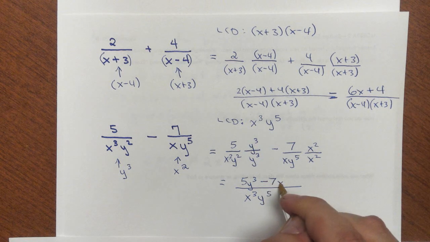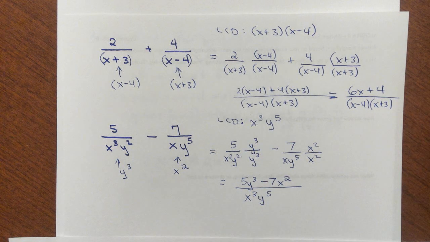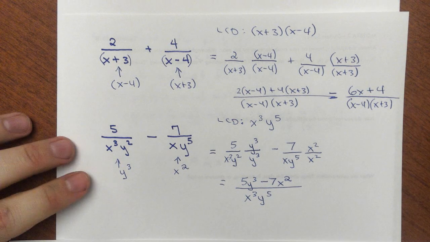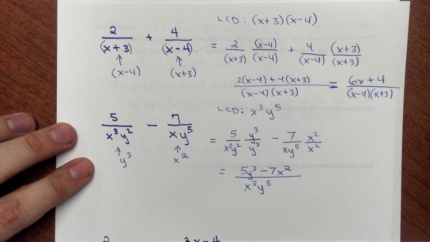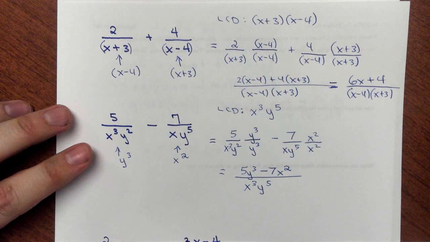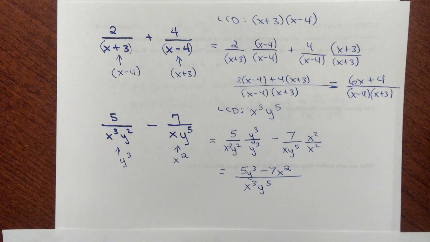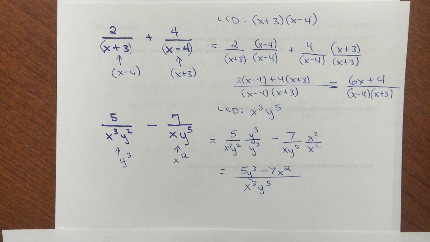And up top, what do I have? 5y cubed minus 7x squared. Now, just the same as with regular fractions, we will be looking to simplify these expressions. The examples I've chosen here don't simplify, and for the most part, they kind of don't unless I engineer them to simplify. But again, this is the process.